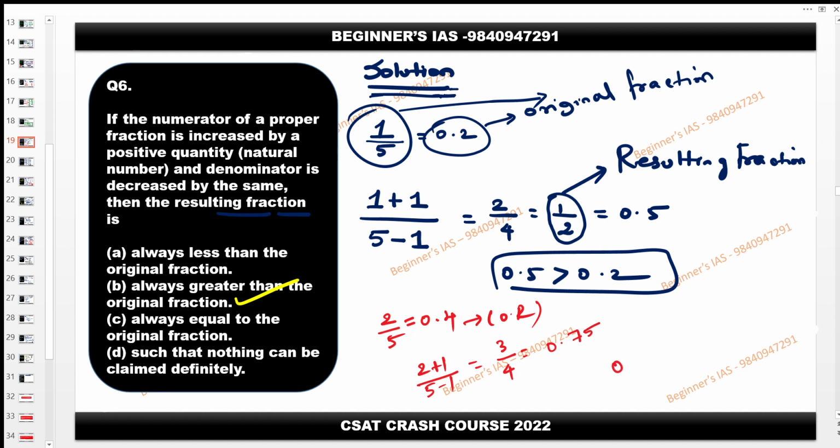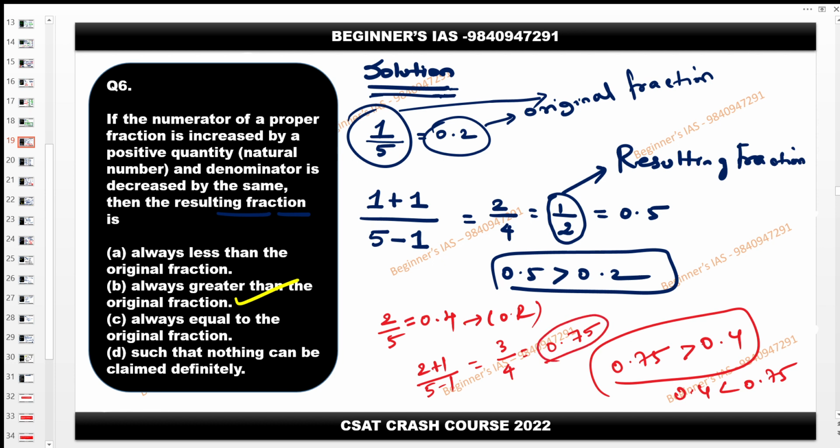Now you can simply say that 0.75 is greater than 0.4, or else you can say that 0.4 is lesser than 0.75. These two possibilities are arising. Now you go with the option. The question is dealing with the resulting fraction, which is nothing but 0.75. Is the resulting fraction less than the original one? No, obviously wrong. Is the resulting fraction greater than the original one? Yes, obviously that statement is right.